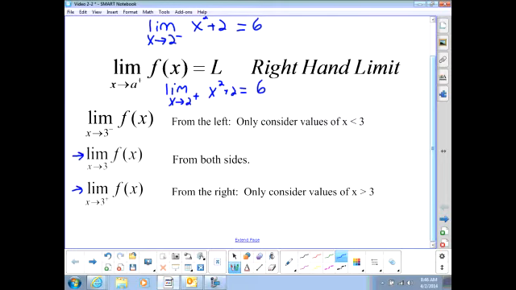And then the middle one is our overall limit. That looks at values from both sides. For that to actually exist, it would need to be approaching the same thing from both the left and the right. So often when you're evaluating the overall limit, you have to look at the left-hand and right-hand limits individually.